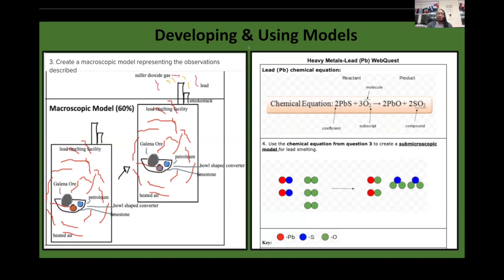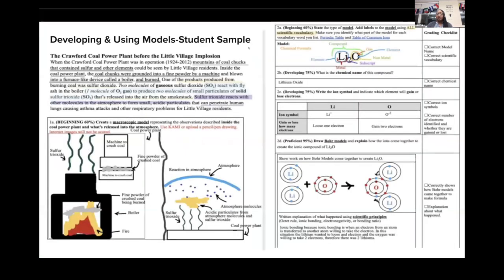And so after that, I have another example where students are creating models too, dealing with the Little Village coal power plant implosion. Just using the local stories as the backdrop and saying, hey, create your image of it, your macroscopic model, and then what else is going on with it. So you still are creating your Bohr models and looking at chemical formulas, but really getting them to be scientifically literate, able to communicate the science that they're learning within the social justice science issue, like the coal power plant being imploded in Little Village.